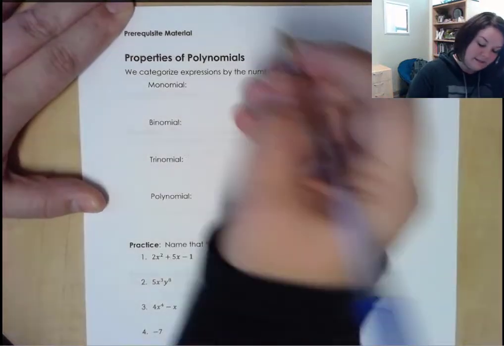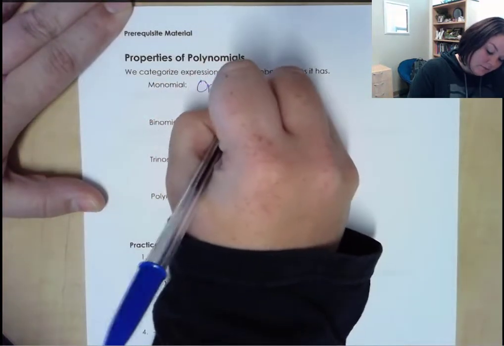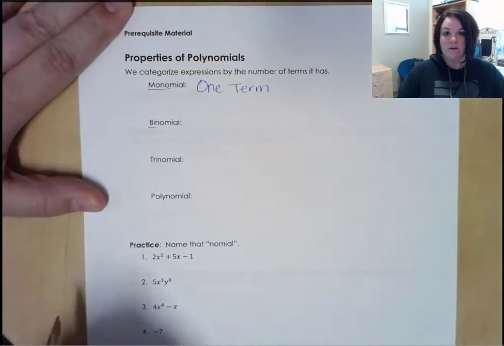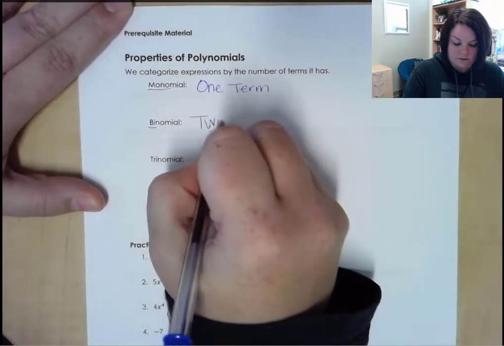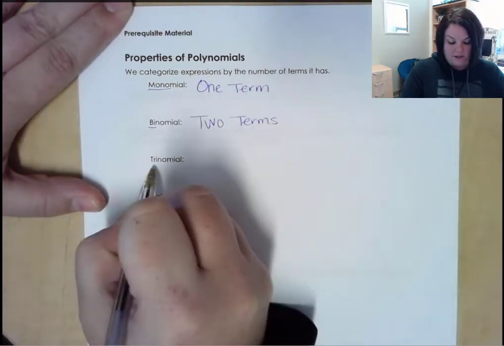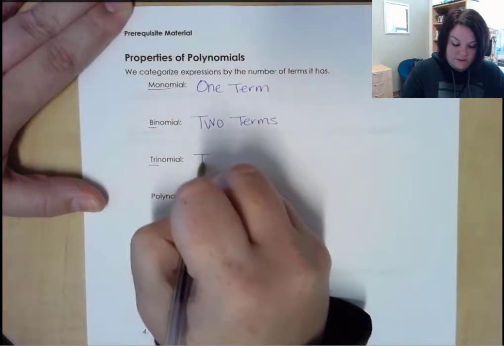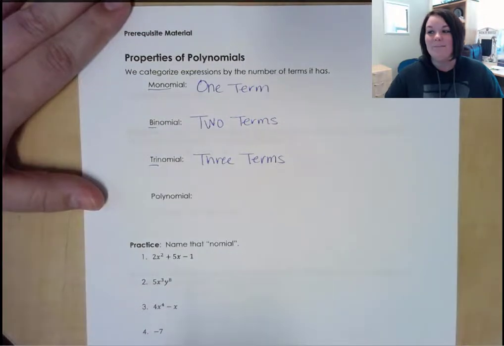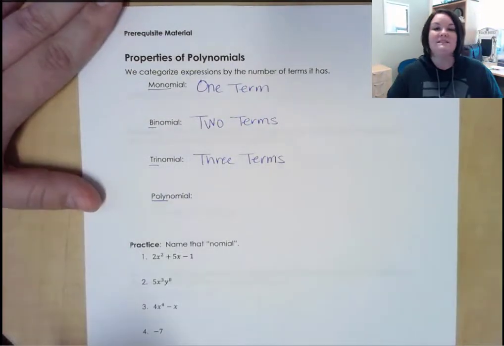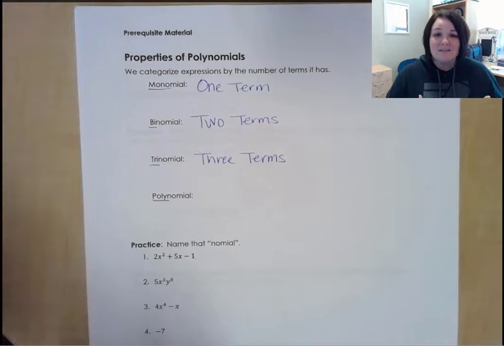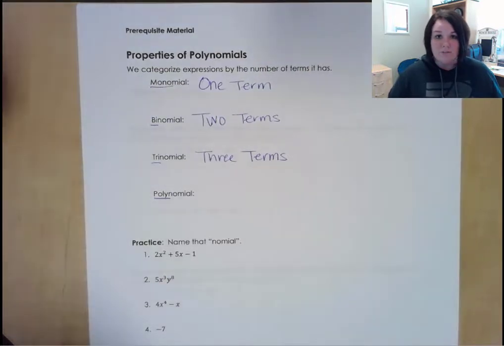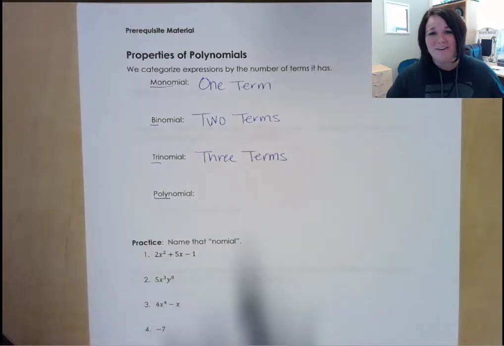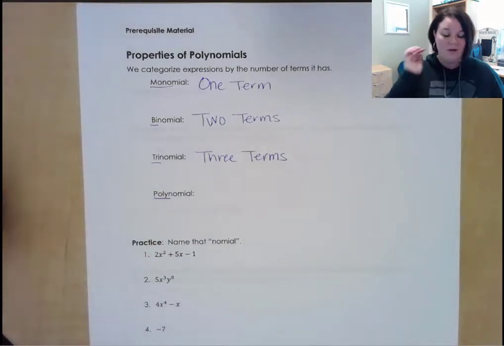So a monomial basically means we have one term, right? Mono. We have one term. A binomial means that we have two terms. A trinomial means that we have three terms. See how easy math is, right? And then a polynomial means that we have many terms. So we use specific names, monomial, binomial, trinomial, up to three terms. And then after three terms, it's a polynomial, okay? Which just means multiple terms.